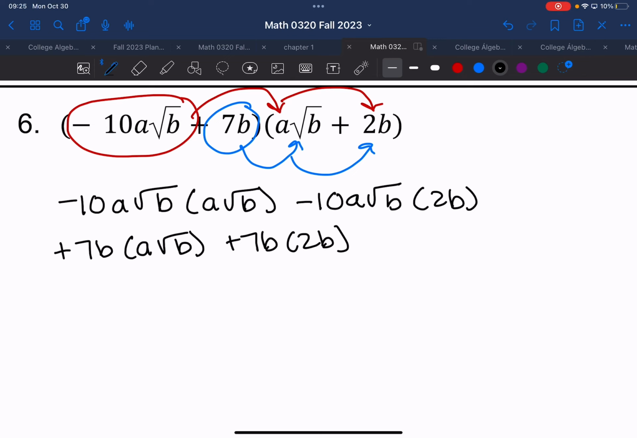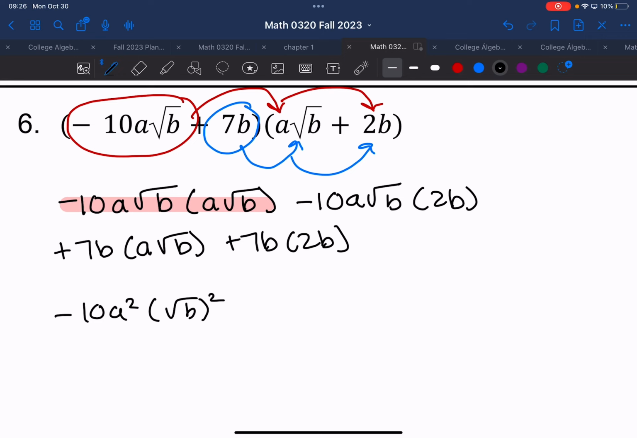And then 7b times a square roots of b. And then 7b times 2b. So once you have that step of foiling, then we're simplifying here. So in the first part, that negative 10a and that a in the next part is going to be negative 10a squared. And then square root of b times square root of b is square root of b squared. So that's just for that first multiplication.